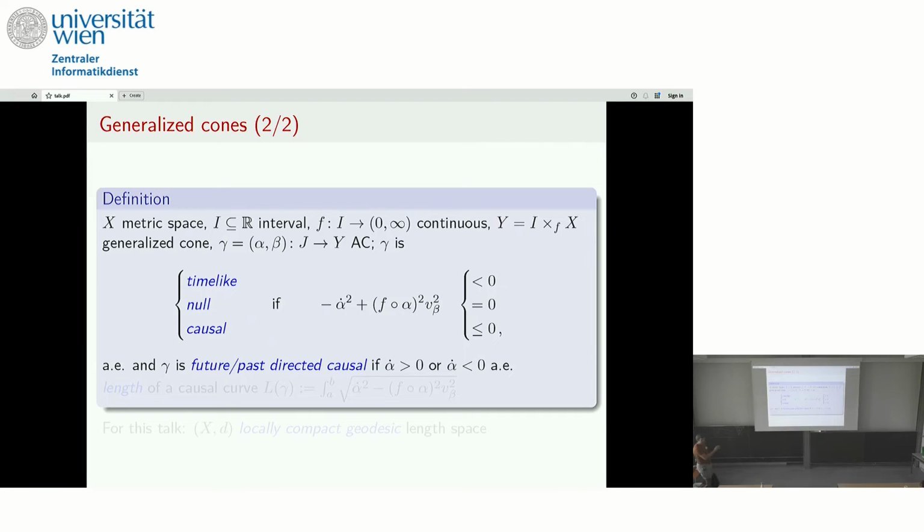Then you can give a Lorentzian structure on this generalized cone as follows. You take a curve which is absolutely continuous, then you say the curve is time-like if minus alpha dot squared plus f squared times the metric derivative squared is negative almost everywhere. It's null if this is 0 almost everywhere, and causal if it is non-positive. It's future directed if alpha dot is positive, and past directed if alpha dot is negative almost everywhere. The length of a causal curve is just minus this integrated and the square root. And for this talk, let's assume that X is now a locally compact geodesic length space.